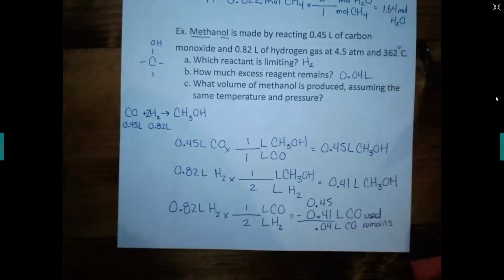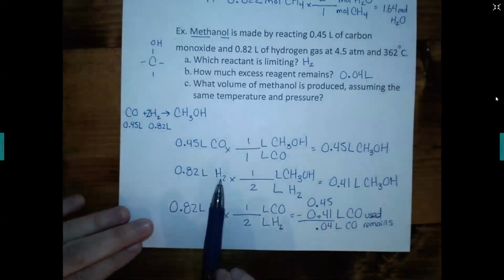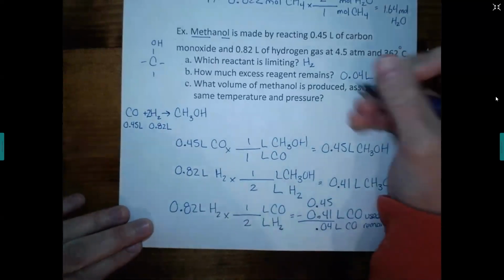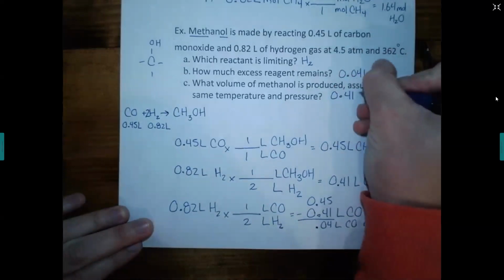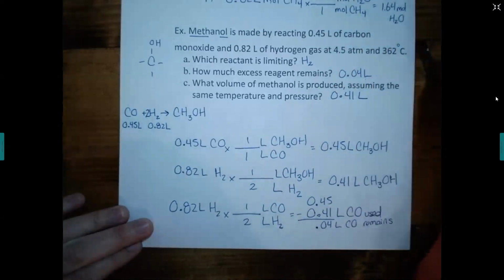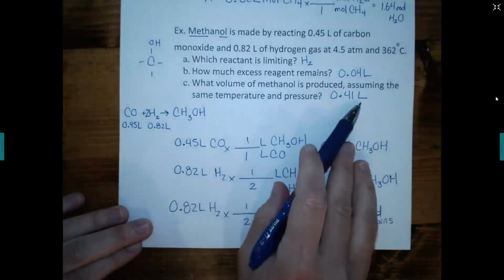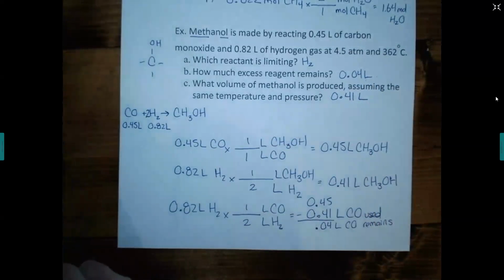All right, letter C. It says, what volume of methanol is produced assuming the same temperature and pressure? They're basically asking you what is the theoretical yield of methanol. And remember, that is determined by the limiting reactant. So since the limiting reactant produced this much methanol, that is the answer, 0.41 liters. And again, they asked for the volume. It's in liters. We never converted it, so we are done with that problem.